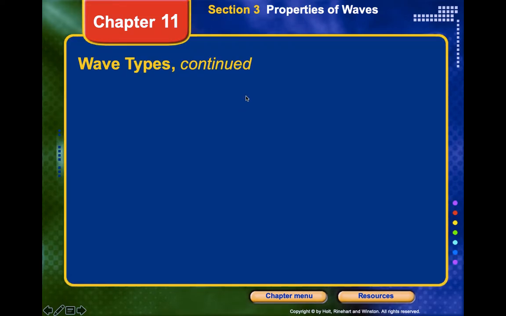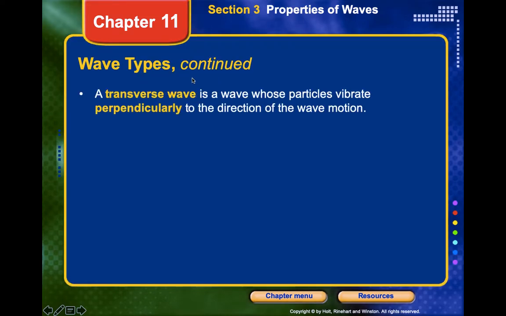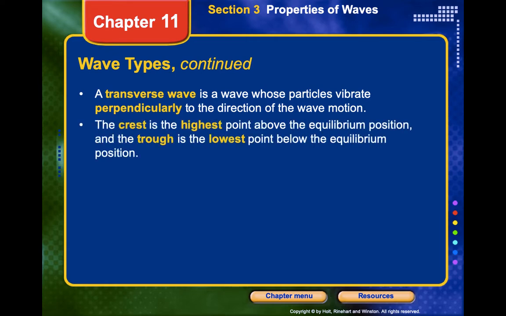So we call this a transverse wave, okay? Basically, a transverse wave is what you think about when you hear the term wave. It's what you know as a wave. The one that's a little different is the longitudinal wave, which we'll come to in a moment. So the highest point of the wave is what we call the crest, and that's the peaks, and the lowest points are the valleys, which we call troughs.